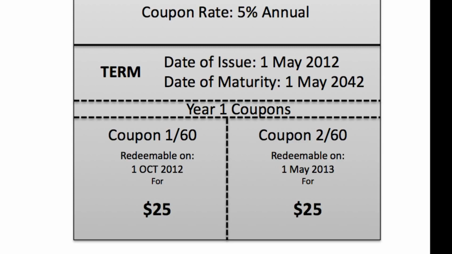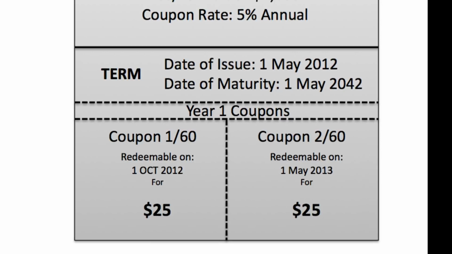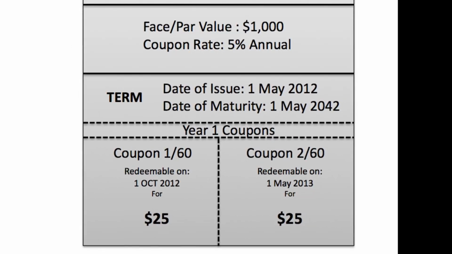Each time you see the date, the next one being 1 May 2013, Jesse would mail that in and he'd get another $25 check from the real estate company. He would continue to do this for 60 coupons because they're being paid 2 times a year. If we add up the 2 coupons for the first year, that'd be $50, and $50 from the $1,000 par value is 5%. That's how you get the coupon rate of 5%: adding up the coupons that you receive for the entire year, and that becomes your percent. So really, it's that simple.